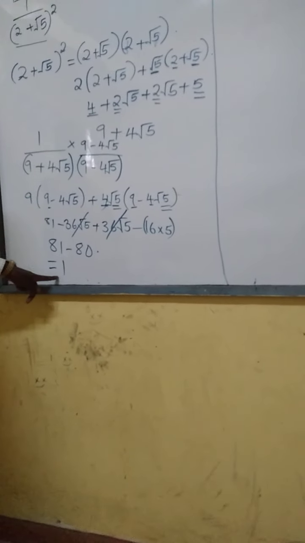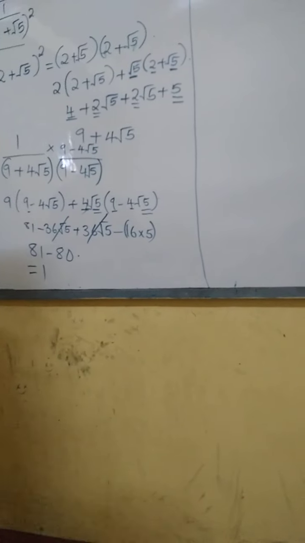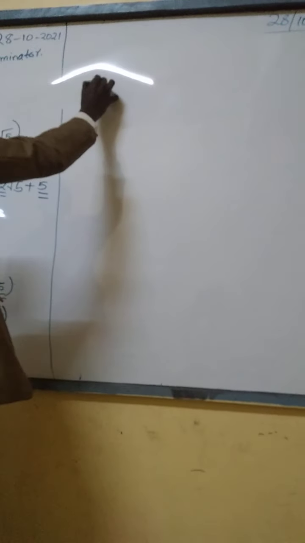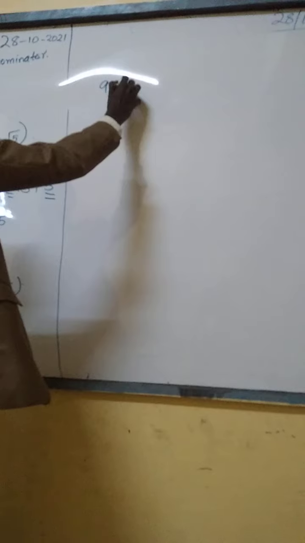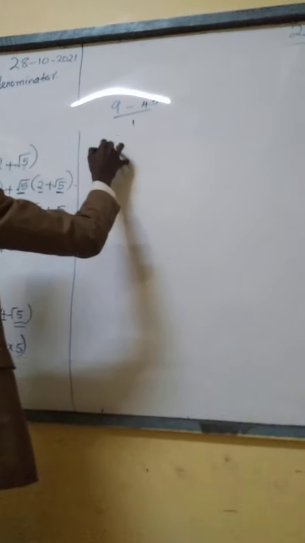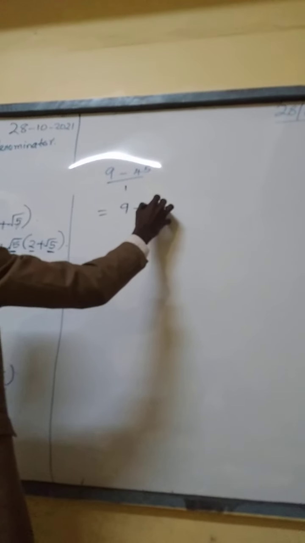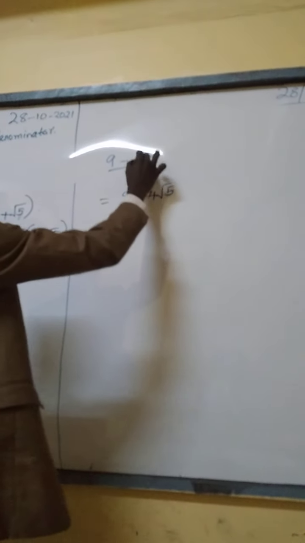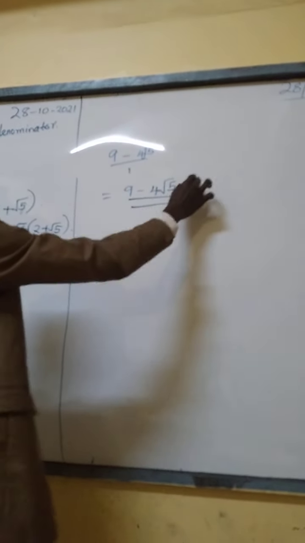Now, after we get the 1 here, we come back here and say our solution will be 9 take away 4 root 5, out of 1, which is the same as 9 take away 4 root 5. And this becomes our solution.